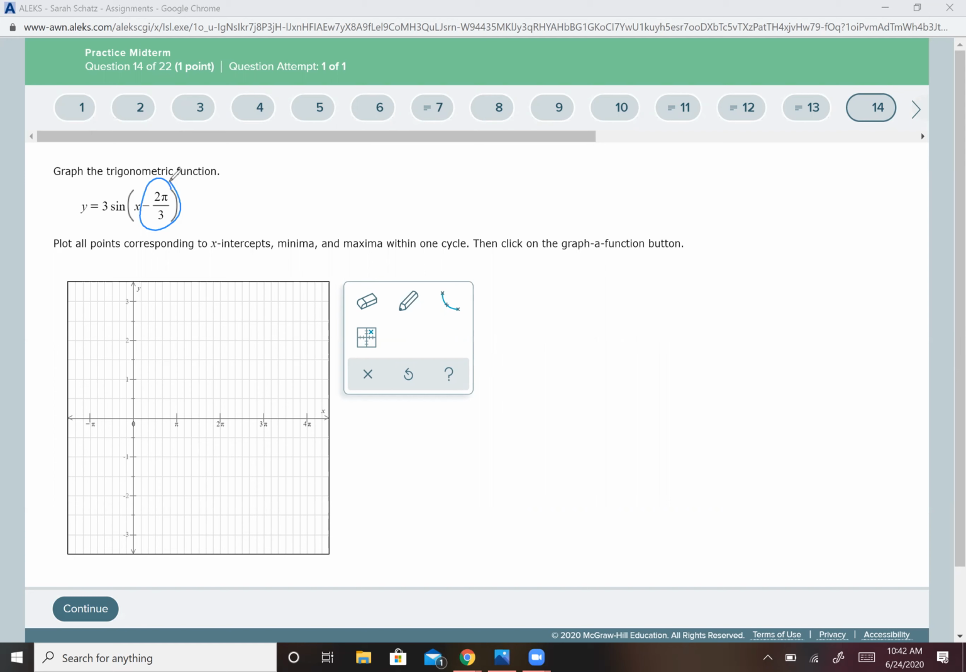So you guys, this 3, first of all, my amplitude is 3. So it's going to go up to 3 and down to -3. This phase shift here, the -2 pi over 3 that it's given me, well, remember that the phase shift is always C over B, but notice our B is just 1 here. So it's really just going to be 2 pi over 3.